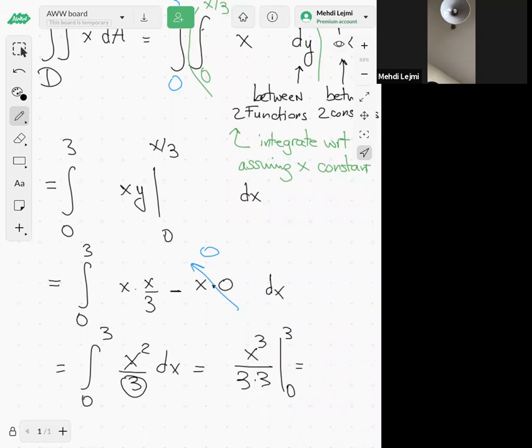Right, and so if you substitute x by 3 and then by 0, we're going to have 27 over 9. That will be equal to 3, and then minus 0, so the answer would be 3. Okay. So this is the first way to compute this integral. Any questions, guys?